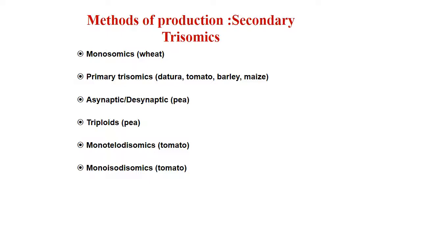Coming to methods of production of secondary trisomics. How the secondary trisomics are observed: by monosomics in wheat, primary trisomics in datura, tomato, barley, maize, asynapsis and desynapsis in case of pea, triploids in pea, monotelodisomics in tomato, monoisodisomics in tomato.